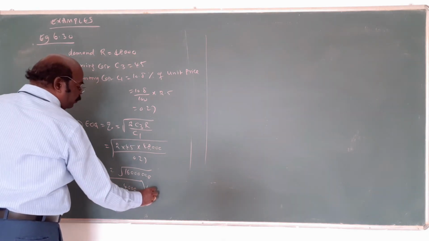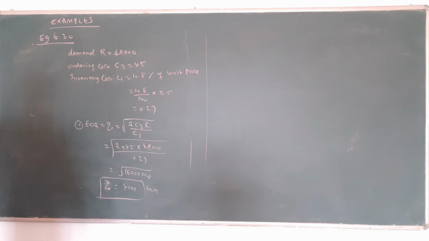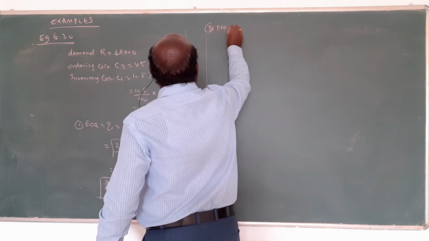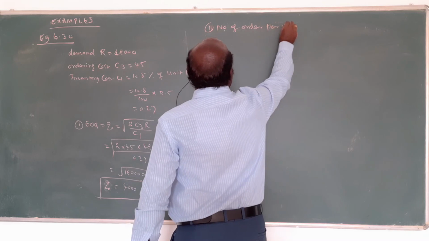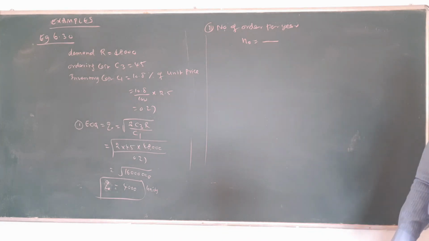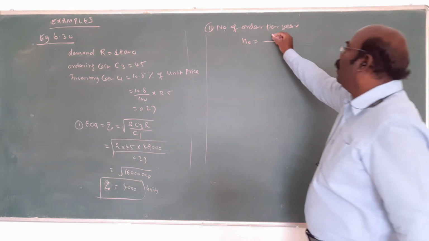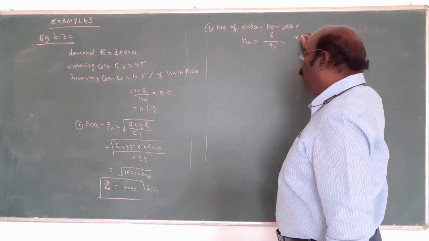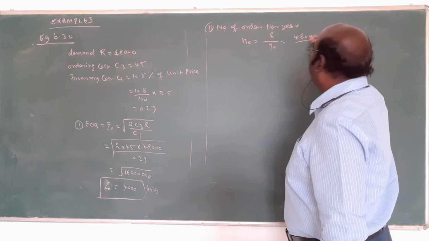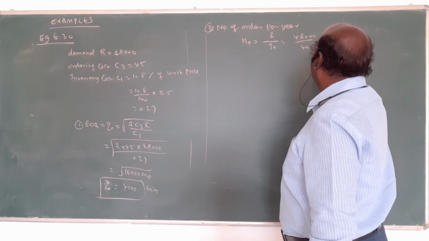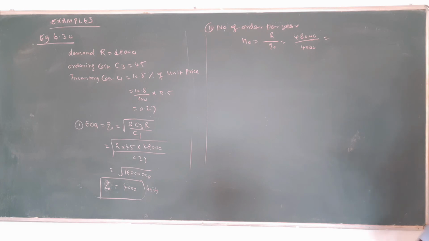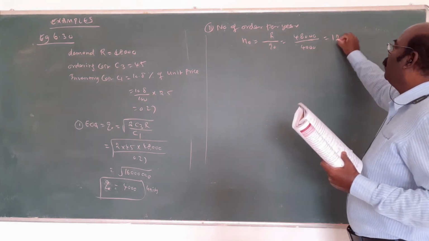4,000 units. Now the next part: the number of orders per year is asked. N naught is equal to R by Q naught. R is 4,000. Q naught is, sorry, 48,000? Here it is 4,000. Now divide. What is the answer? 12. The number of orders per year is 12.